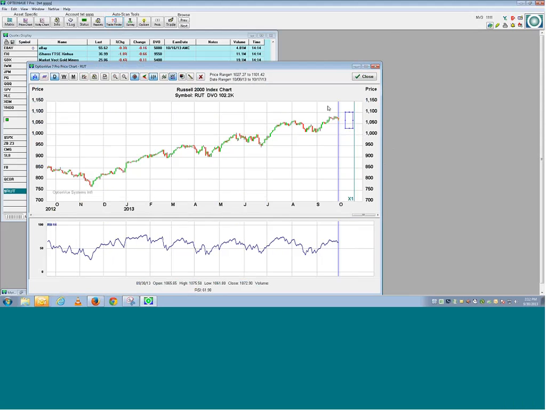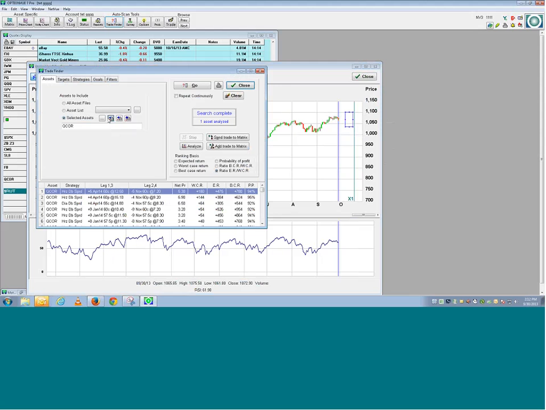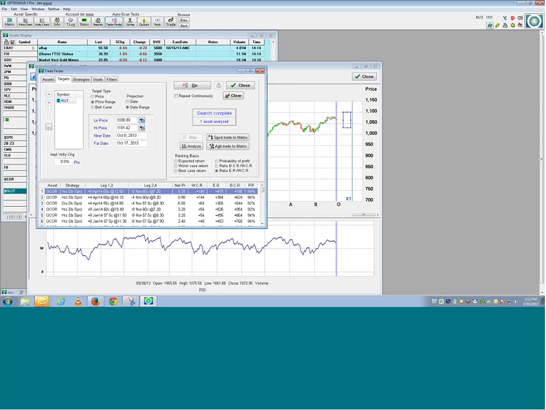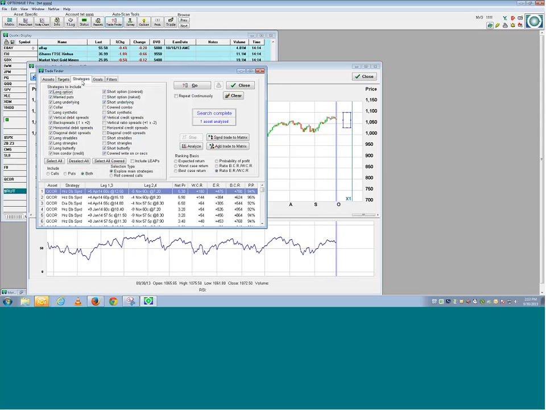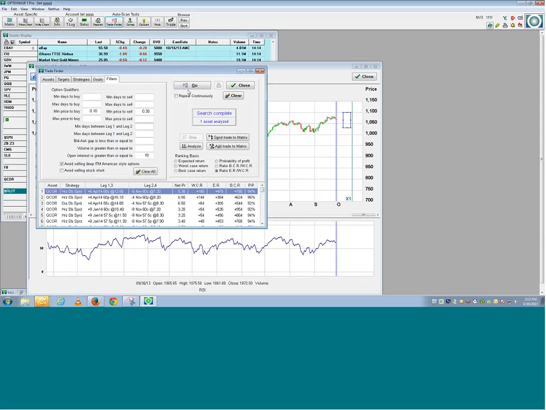See, I'm looking at this. I'm getting close. Okay, very close. Well, that's a fairly neutral type position there. So I'll tell you what, let's just see what happens. Russell, targets, 1030, 1100. Okay, strategies, goals, filters, hit go.